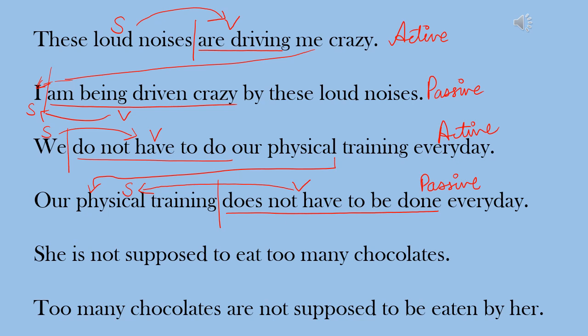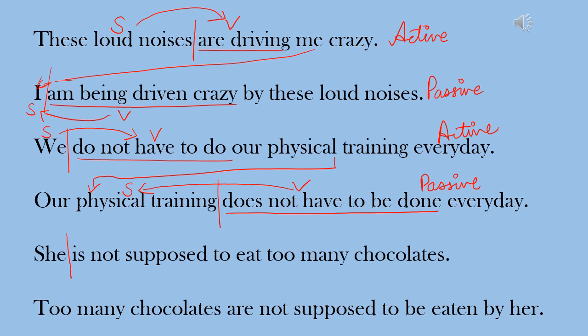Instead of writing such a long sentence, we can simply shorten it by writing it in this way. Our physical training does not have to be done. So instead of do not have to do, in the passive voice it becomes does not have to be done. So the action is still being performed upon the subject. So the sentence is in the passive voice.